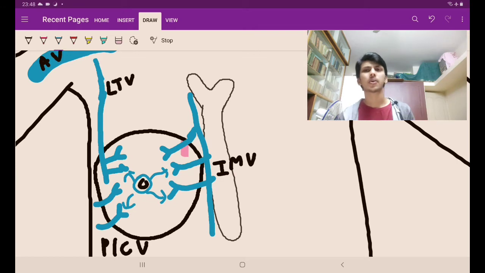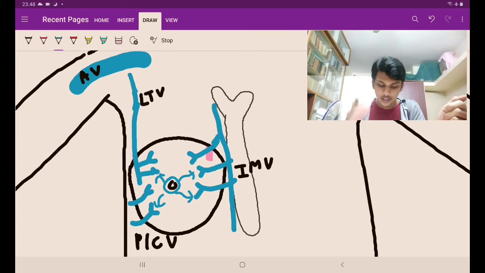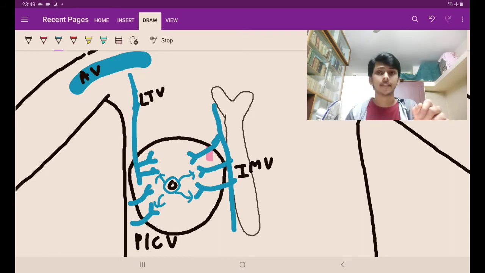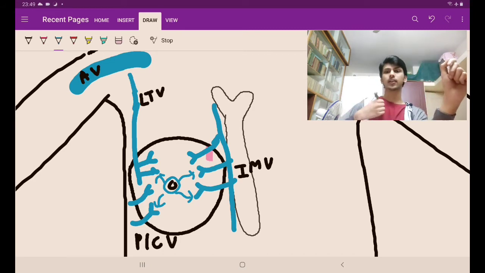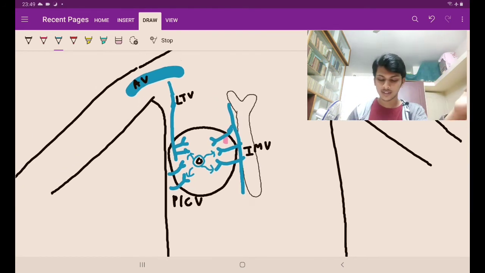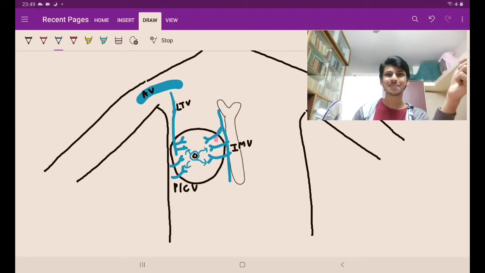It's too easy. Okay, now the internal mammary artery goes to the internal mammary vein, and there is the lateral thoracic artery and the lateral thoracic vein. The lateral thoracic vein drains into the axillary vein, and the internal mammary vein either drains into the azygous vein or the superior vena cava. Okay, and there is the posterior intercostal vein. That's all the venous drainage, guys. That should be simple enough, isn't it?